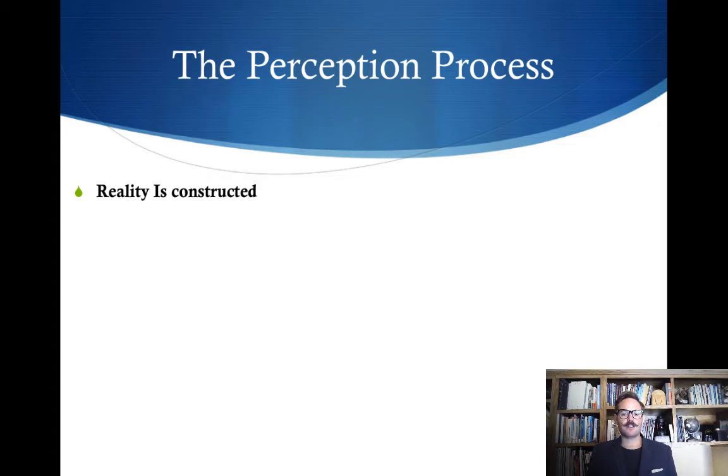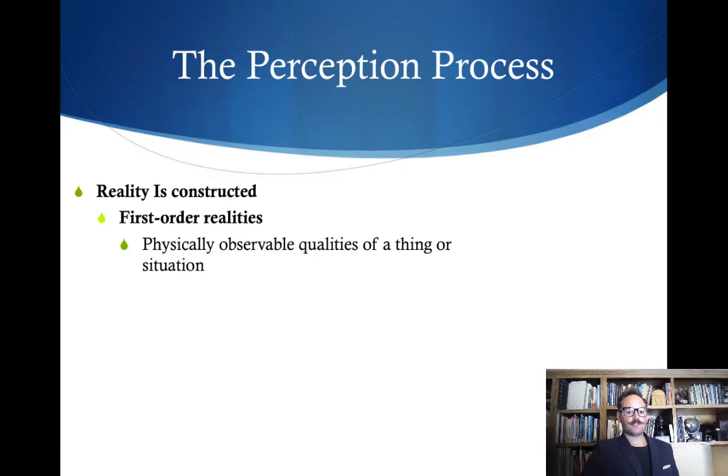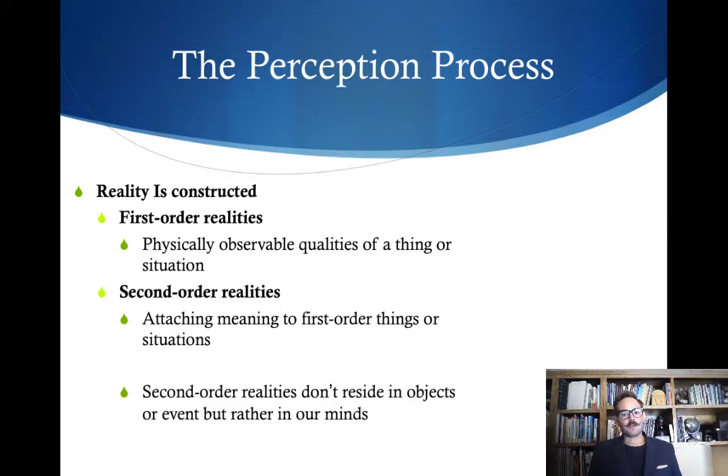To a certain extent, our sense of reality, or our perception of reality, is constructed. So what do we mean that reality is constructed? Essentially, we're all exposed to first-order realities. These are physical observable qualities of a thing or a situation. Take, for example, the rising and setting of the sun, which is a naturally occurring phenomenon based on planetary orbits. Second-order realities are humans' interpretations of those first-order realities, or the meaning we attach to those situations.